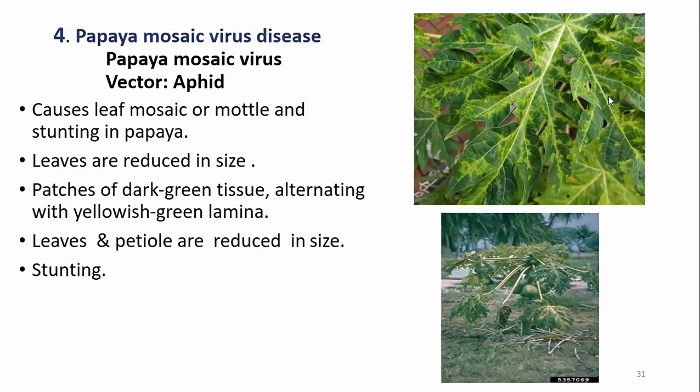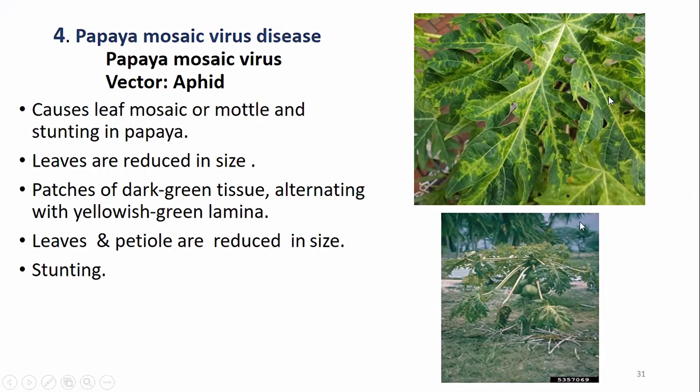Fourth, papaya mosaic virus disease. The vector of papaya mosaic virus is aphid. Aphid is the vector for the papaya mosaic virus. It causes leaf mosaic, which is why it is called papaya mosaic virus disease. Mosaic and mottling of leaves. Here you can see the mosaic and mottling of leaves and stunting in papaya. The growth is affected.